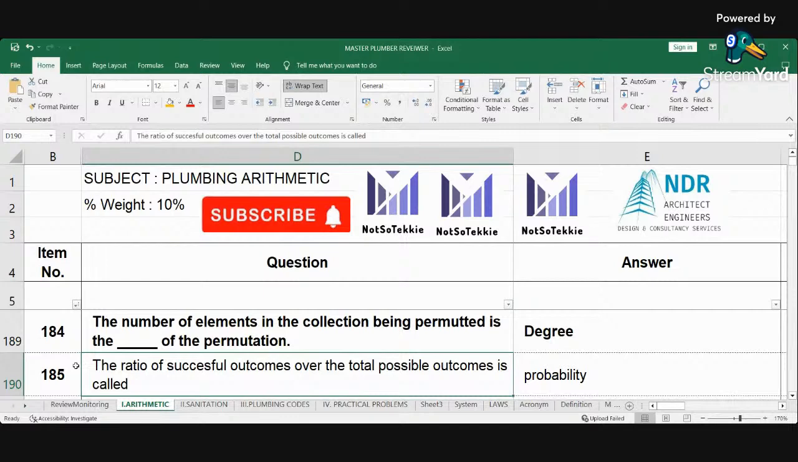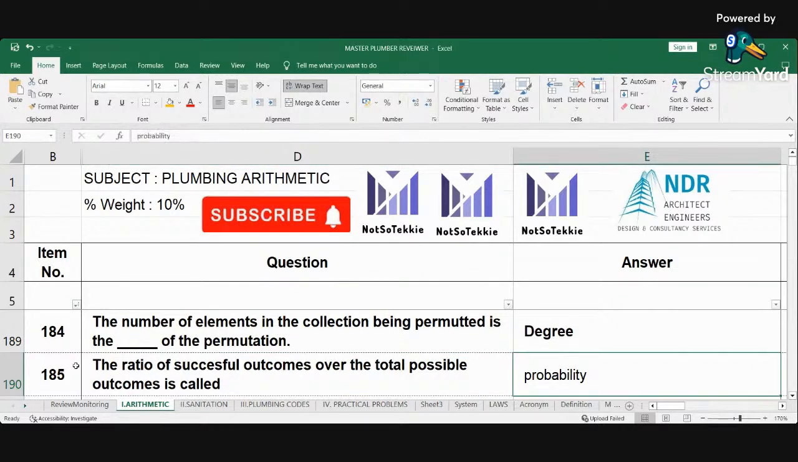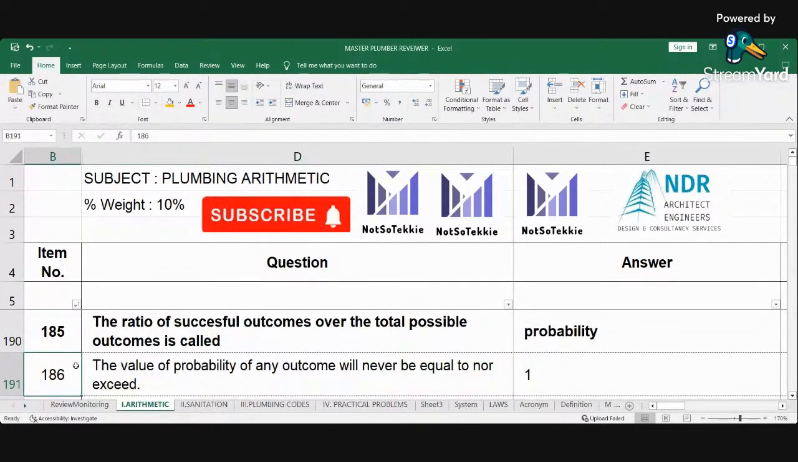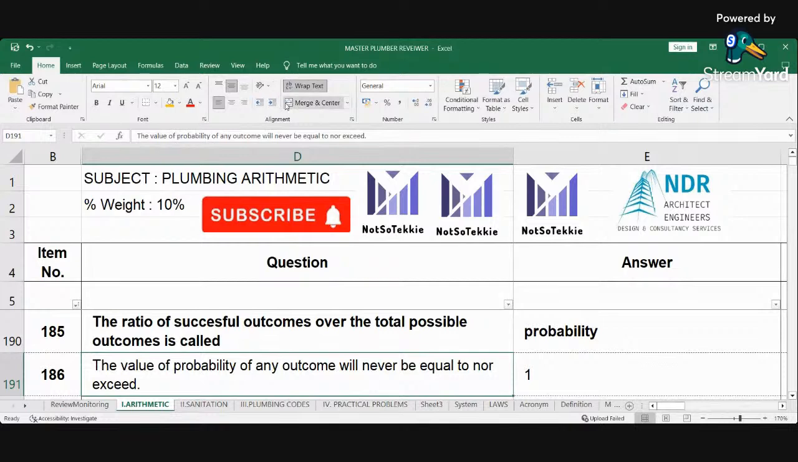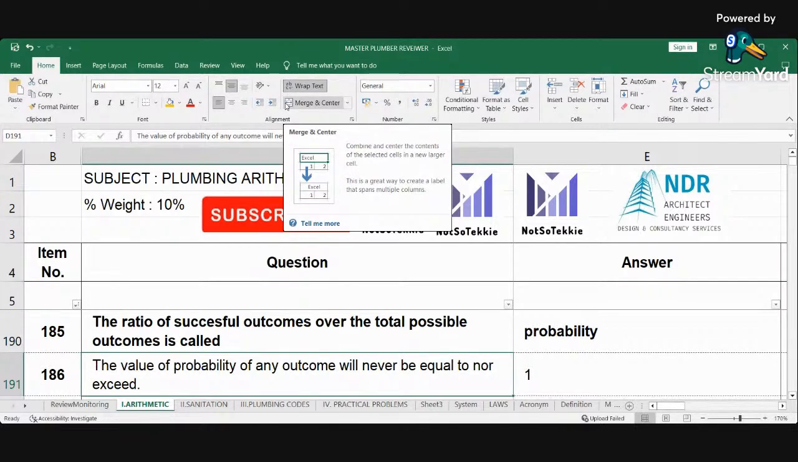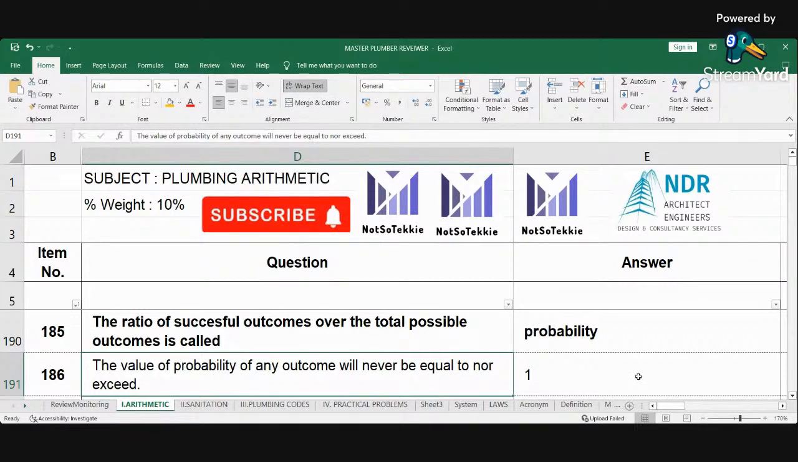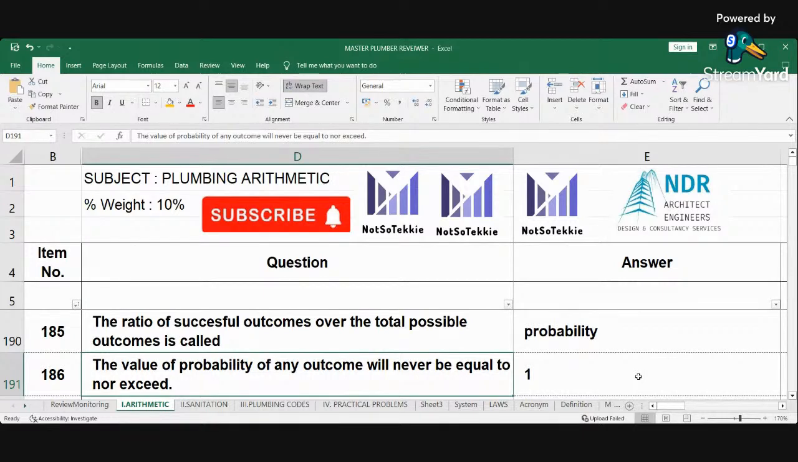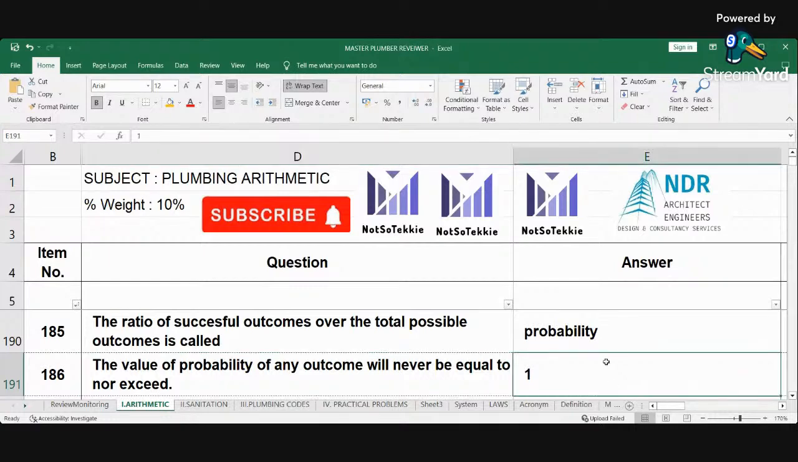185. The ratio of successful outcomes over the total possible outcomes is called probability. And 186, the probability of any outcome will never be equal nor exceed 1. Answer is 1.